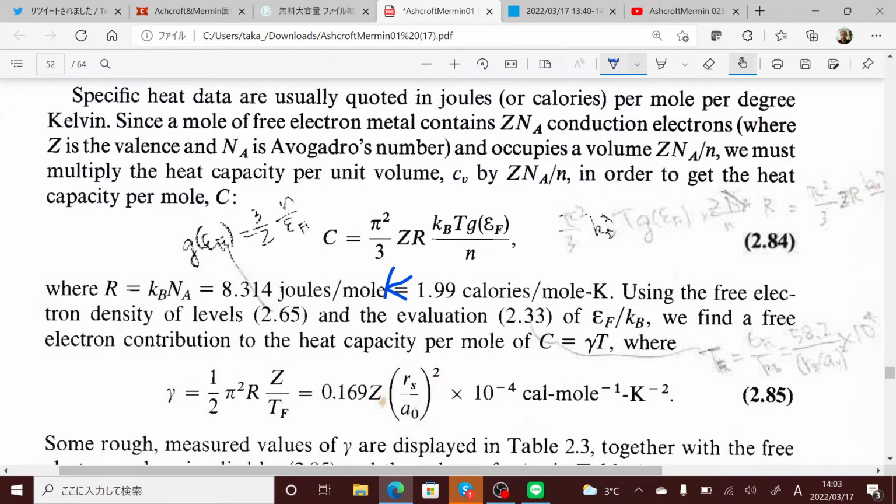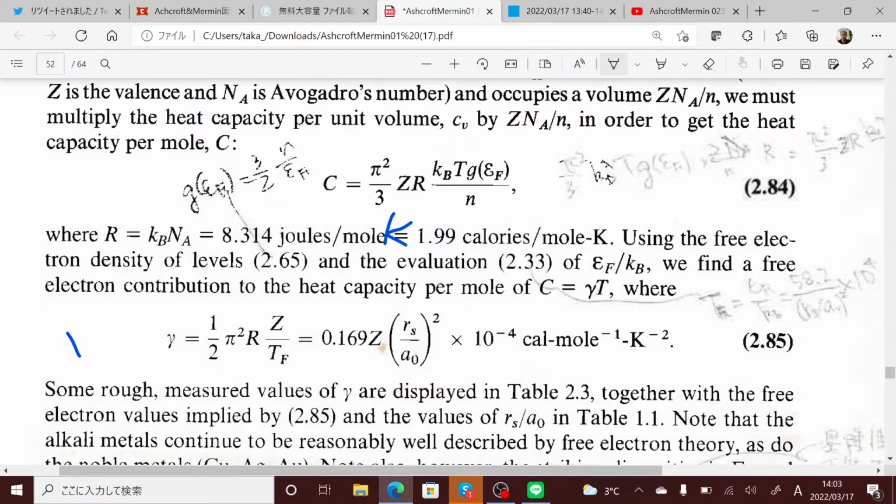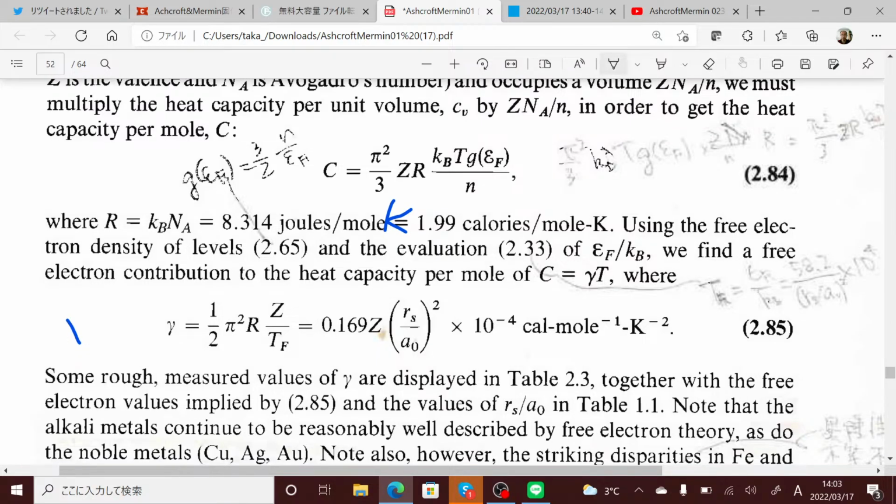Using the free electron density of levels 2.65 and the evaluation 2.33 of epsilon F divided by kB, we find a free electron contribution to the specific heat capacity per mole of C equals gamma T.